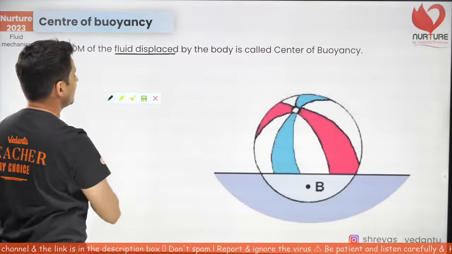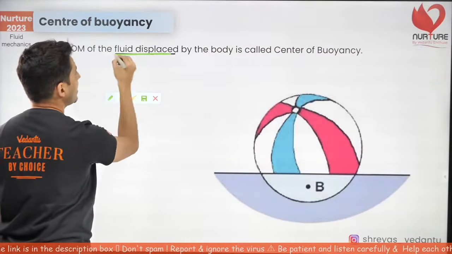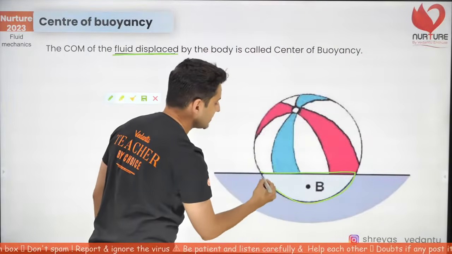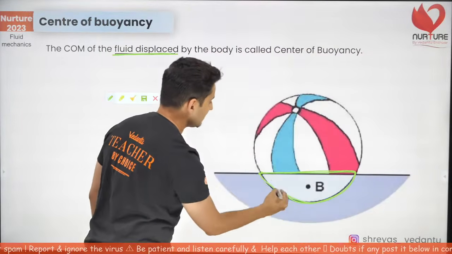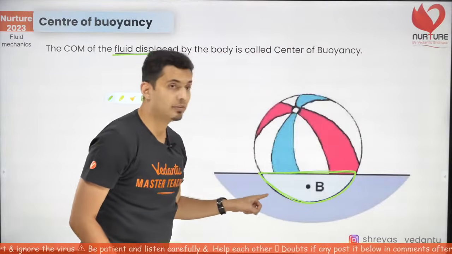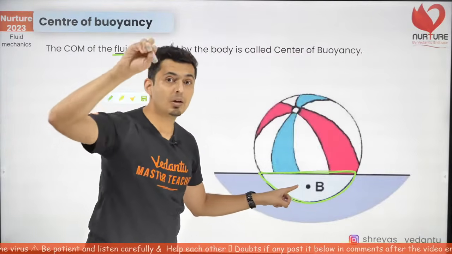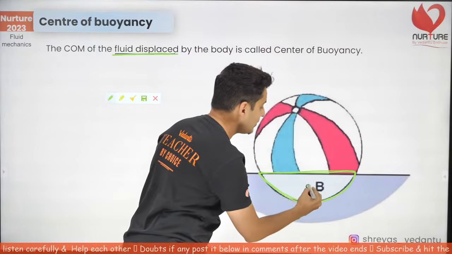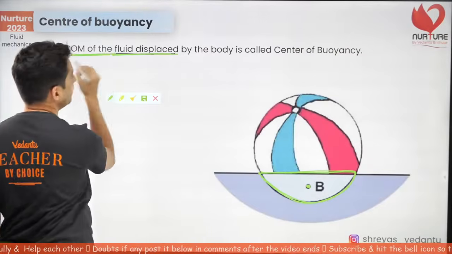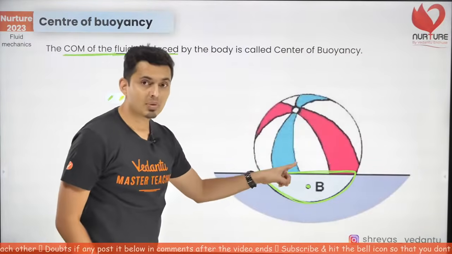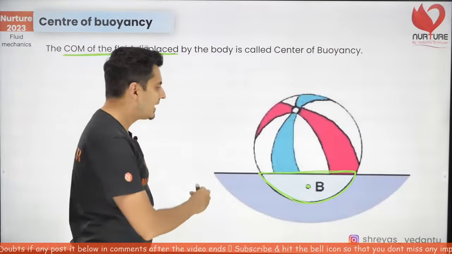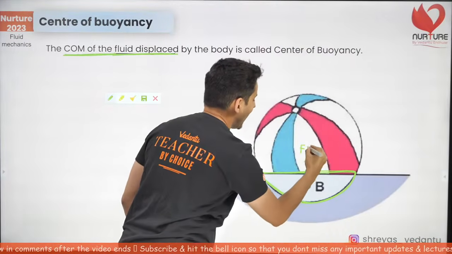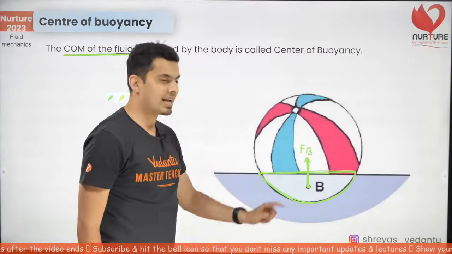The fluid which is displaced. What is the fluid displaced? In this case, when the ball is floating, this is the fluid displaced. That much part of the fluid will have its own center of mass. So this is the center of mass of the fluid. That's where the center of buoyancy is, and that's where your buoyant force will act. So the buoyant force acts from here.